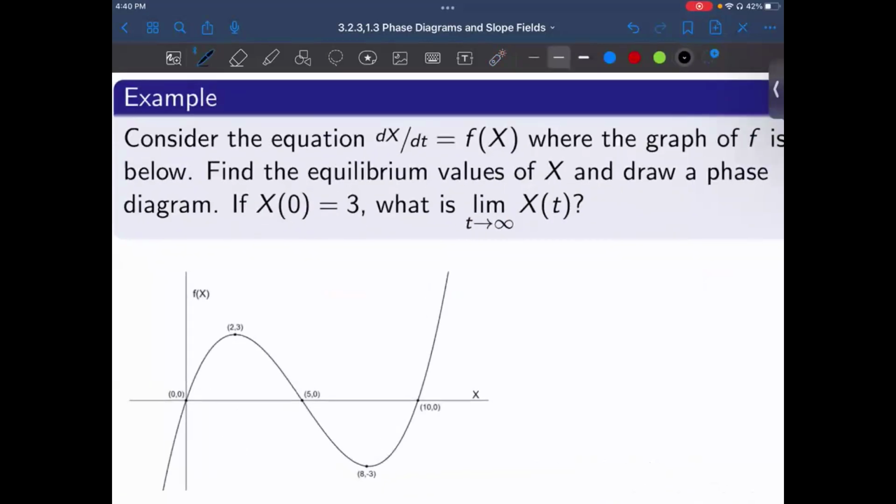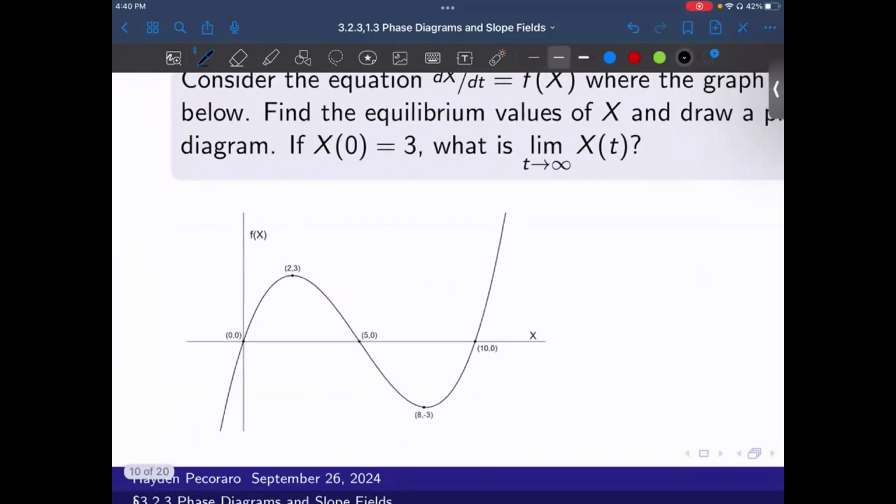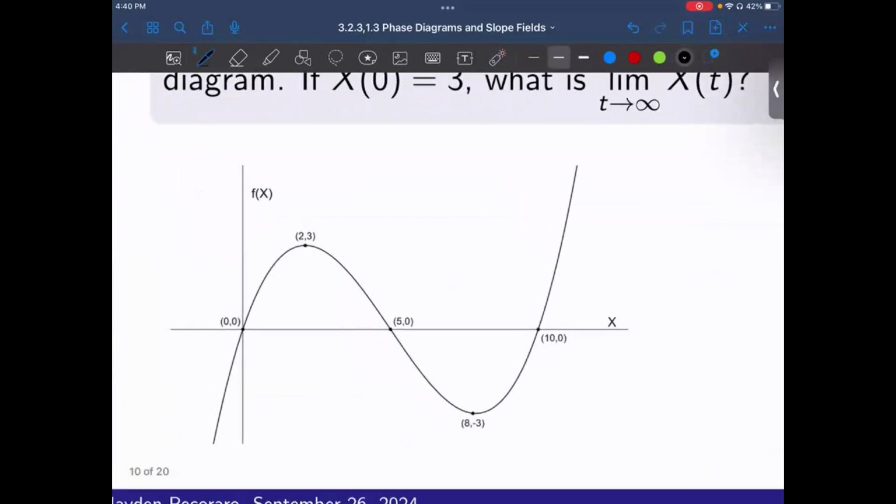So this is a little bit hard to see. Let me zoom in for you. On this graph, we have a couple of different characteristics. We have like a maximum here, and a minimum here, and then it kind of races off to infinity on either side. So this may be like a cubic function. And here we have zeros.